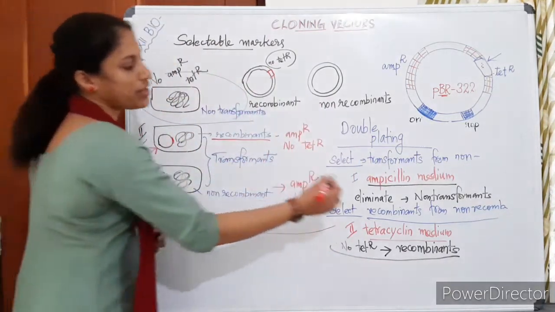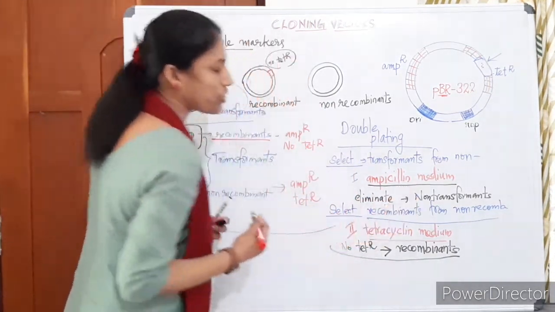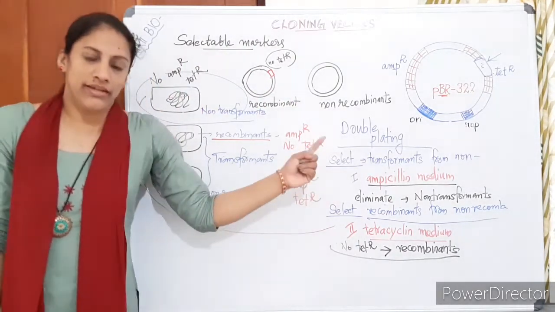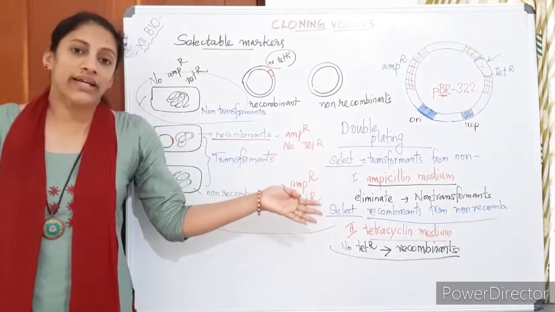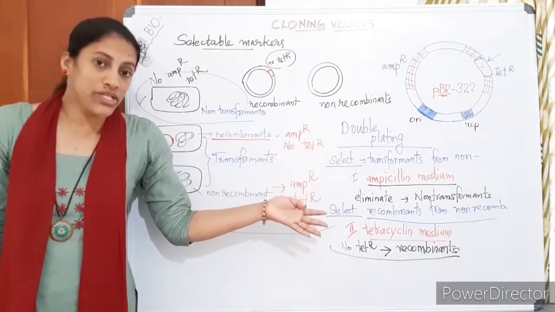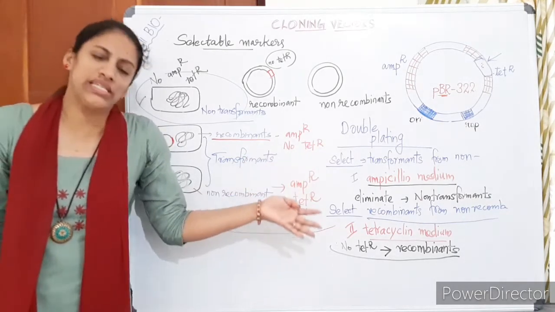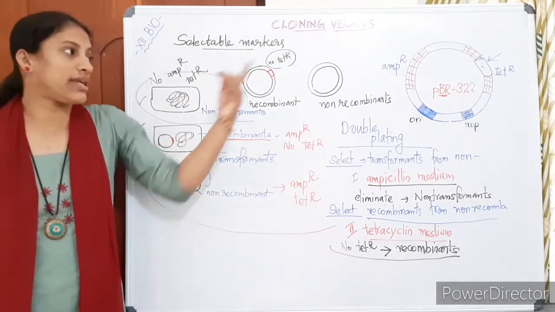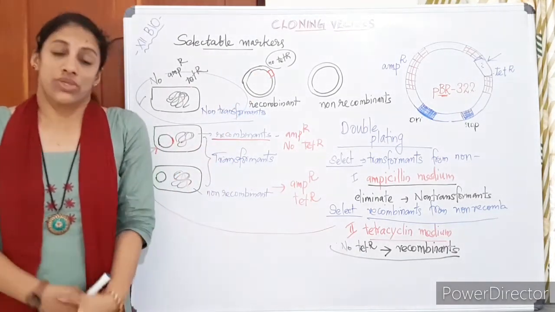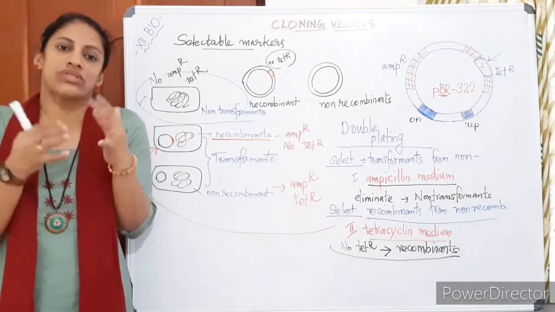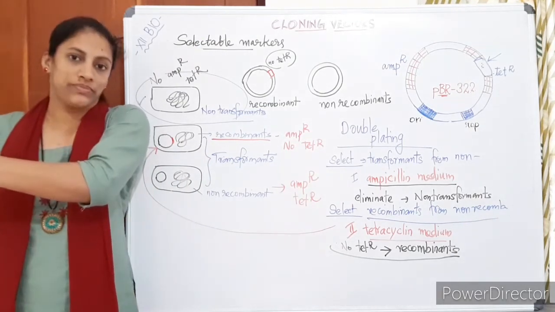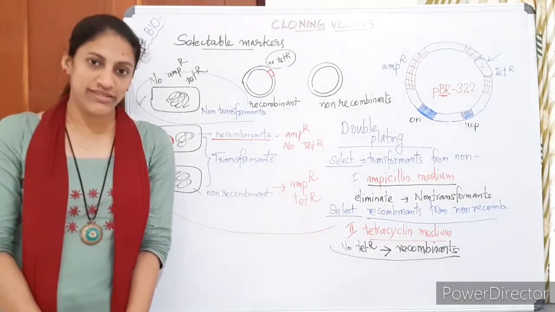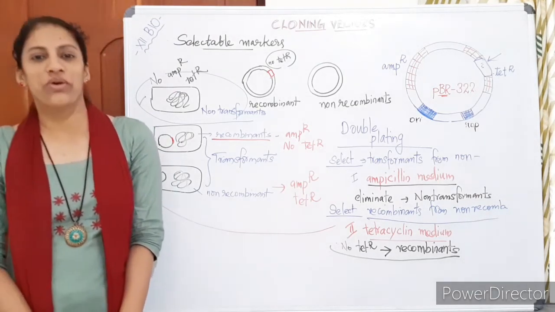Here we are eliminating those which do not show ampicillin resistance. Are you okay? In the second plating, in the tetracycline medium, the bacteria unable to grow in that medium, or which grow very slowly, are recombinants. What is the reason? They have lost that tetracycline resistance due to insertion. So they find it difficult to grow in that medium. Such bacteria we can take and separate. This way we can separate recombinants from non-recombinants and transformants from non-transformants.